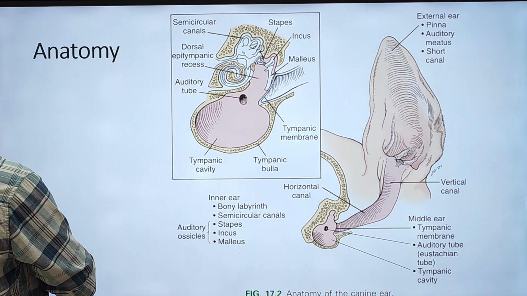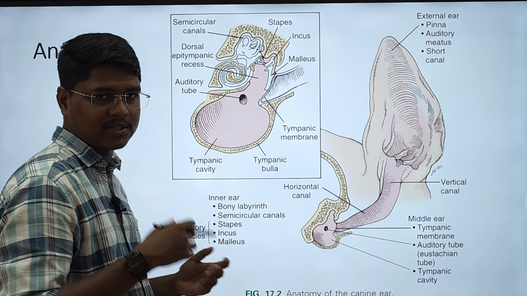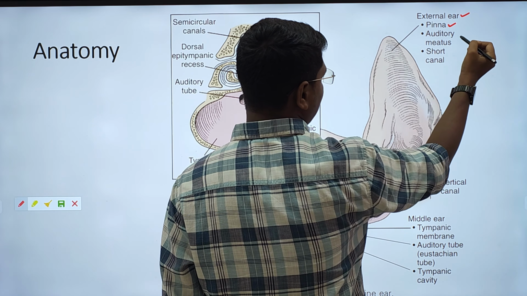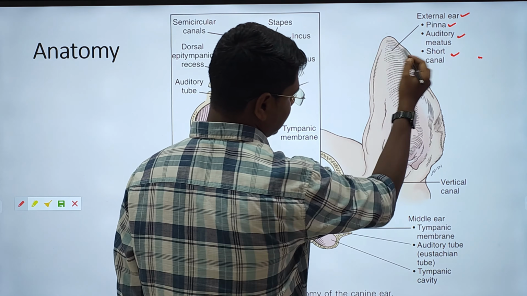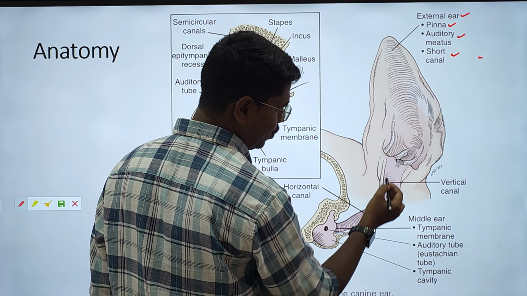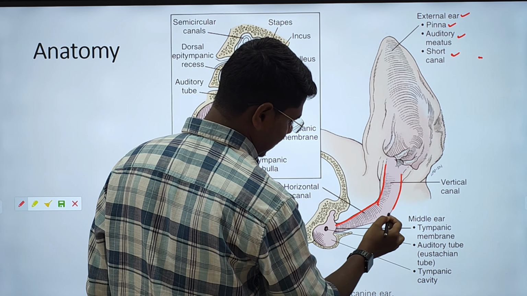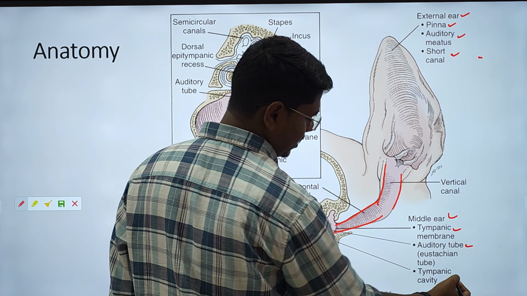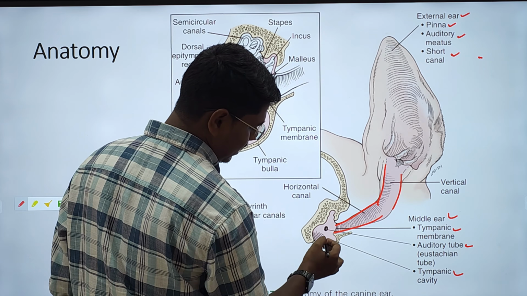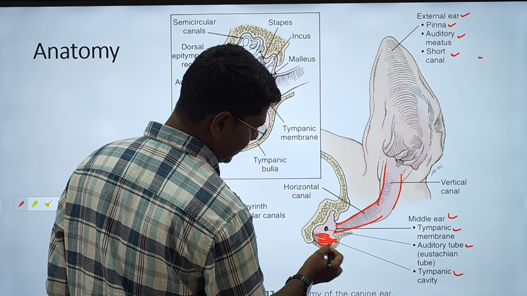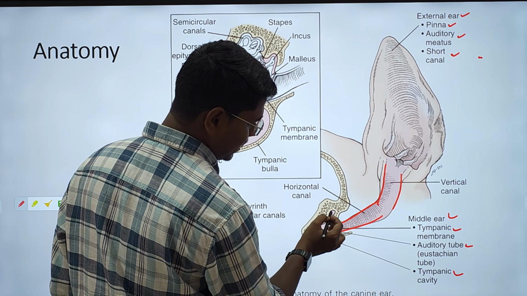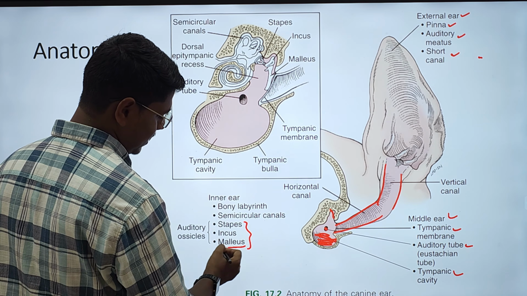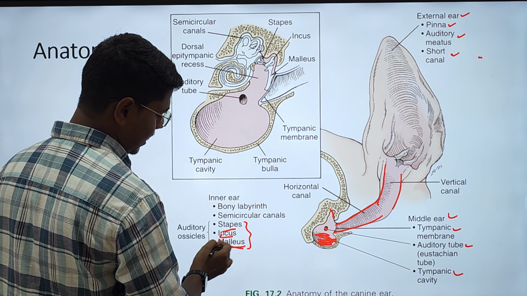Next, the ear. Some basic anatomy: you know that there is the external ear, the middle ear and the internal ear. The external ear has the pinna, auditory meatus and short canal. The canal can be divided in two: this is the vertical canal, this is the horizontal canal. In the middle ear, the parts are the tympanic membrane, the auditory tube, that is the eustachian tube, and the tympanic cavity. This is the tympanic cavity, and this is the eustachian tube opening. Here there are three bones: malleus, incus, stapes, from external to internal.